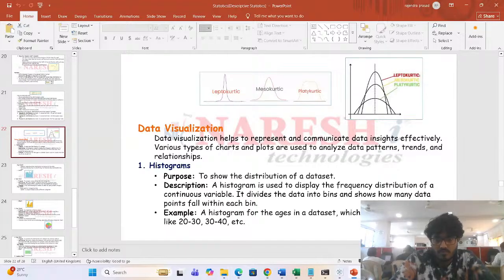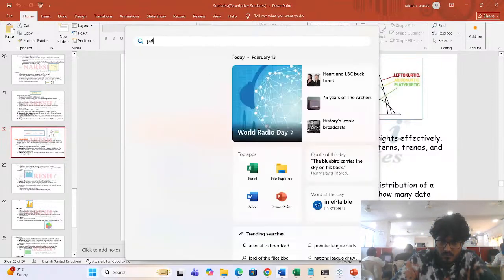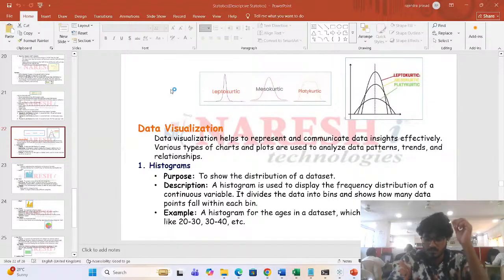The purpose is to show the distribution of a selected data set, that is, a numerical column. How will the histogram be constructed? See the description: a histogram is used to display the frequency distribution of a continuous variable. What I mean to say is frequency distribution. For example, I'm talking about the distribution of age.